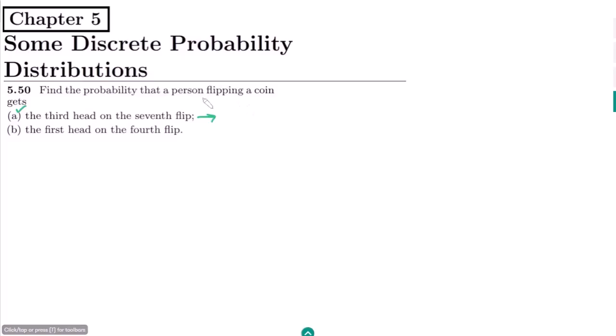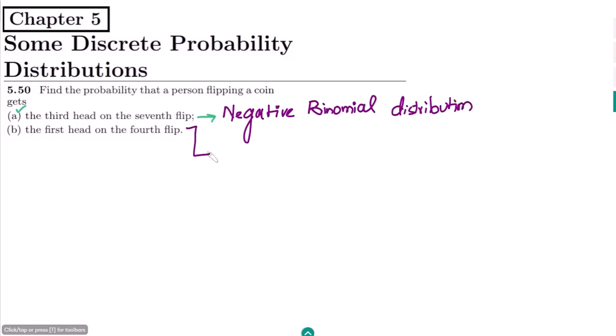So the first part is related to the negative binomial distribution, while part B of this question is related to the geometric distribution or geometric probability distribution.